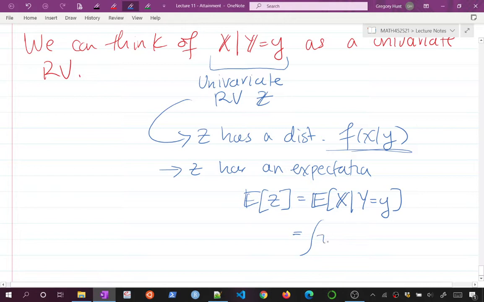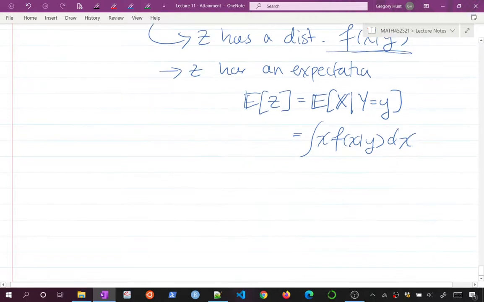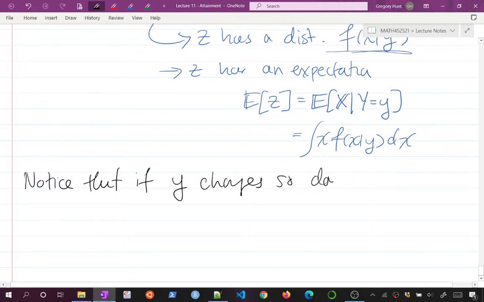The formula for this would be, you know, x times its PDF. The PDF of this thing is f of x given y, and you integrate dx, right? Not too bad. Notice how, though, if y, little y changes, so does my univariate random variable X given Y equals little y, right? So this is why people get uncomfortable, because I get a different random variable for each value of little y.